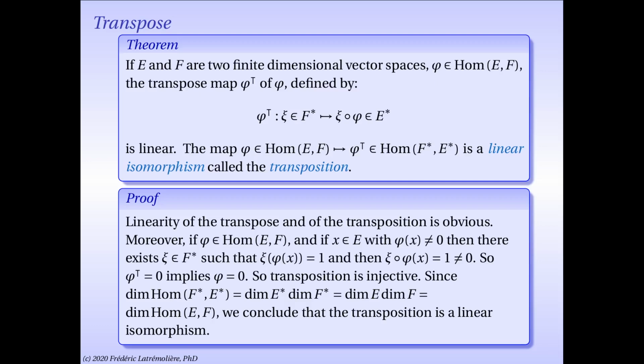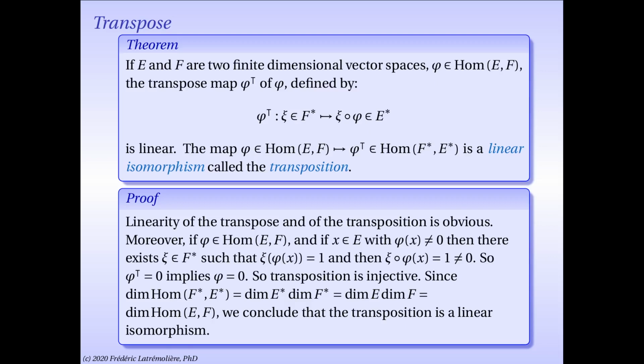But now if you calculate psi composed with phi and you apply that to x, you get 1, of course, by construction. And 1 is not 0. So we see that if we have a linear function phi from E to F that is not 0, then its transpose is not 0 either. So that means that when the transpose of a linear function from E to F is 0, we must have started from a linear function that was 0 itself. That means transposition is injective. The kernel of the transposition is reduced to the singleton 0.